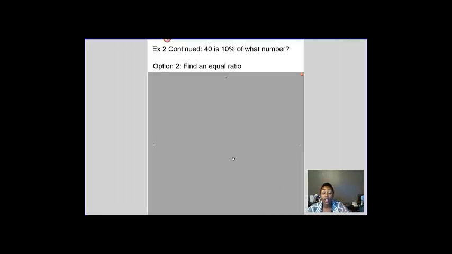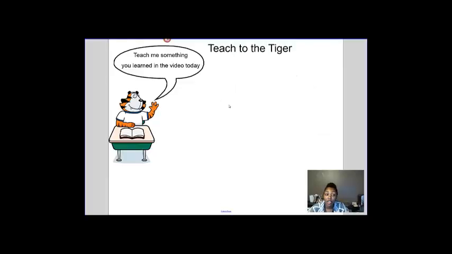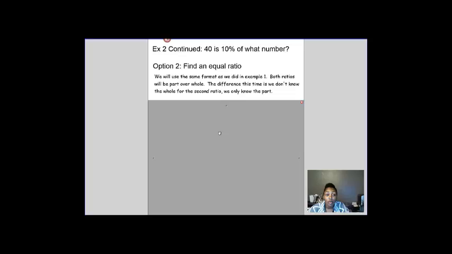So now let's look at the same question, but by doing an equal ratio or a proportion. We're going to use the same format as we did in example 1. Both ratios will be part over whole. The difference is this time we don't know the whole for the second ratio. We only know the part. So we know that 40 is 10% of something. That means 40 is just a piece. The question is, what is it a piece of? Because it's a piece of something bigger.